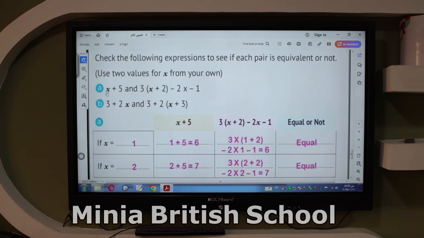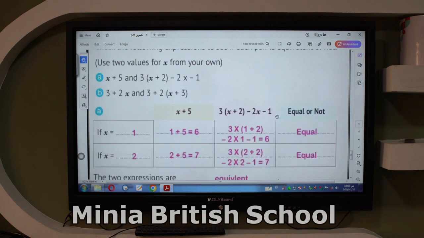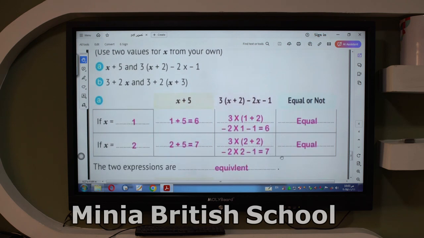The first two expressions: x plus 5, and the next one, 3 open the bracket x plus 2 close the bracket, minus 2x, minus 1. I need to know equivalent or not, then I will put the values myself. x equals 1, the first value. x plus 5. Remember substitution, it means I will take the variable and put its value. Take x, put its value 1. 1 plus 5 equals 6. Then the first expression equals 6.